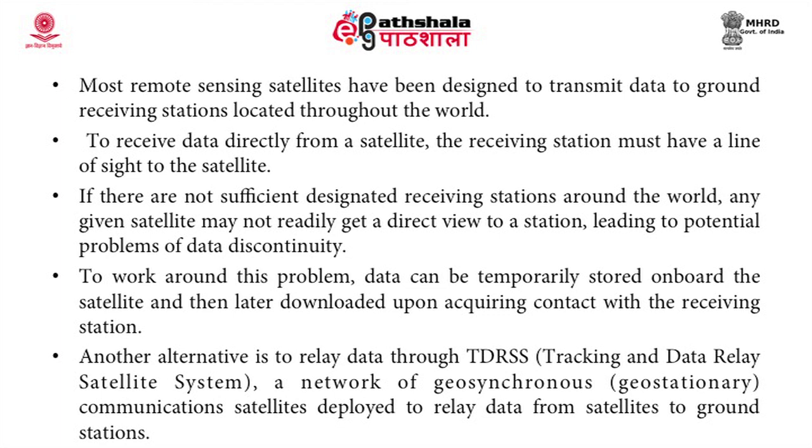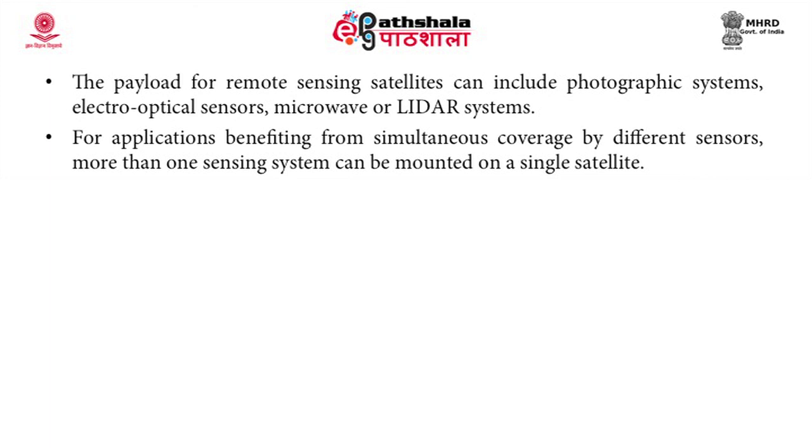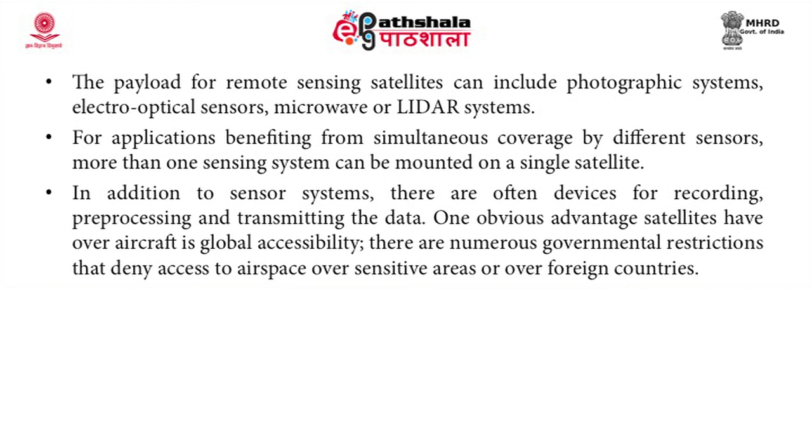The payload for remote sensing satellites can include photographic systems, electro-optical sensors, microwave or LIDAR systems. For applications benefiting from simultaneous coverage by different sensors, more than one sensing system can be mounted on a single satellite. In addition to sensor systems, there are often devices for recording, pre-processing and transmitting the data.